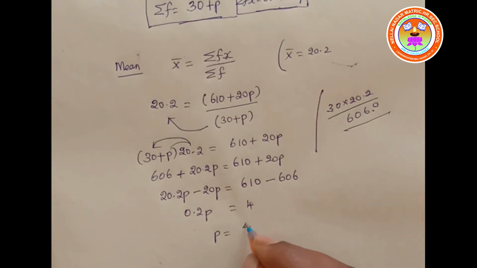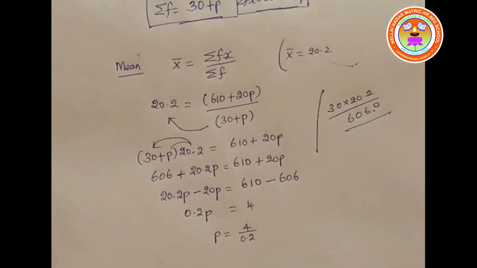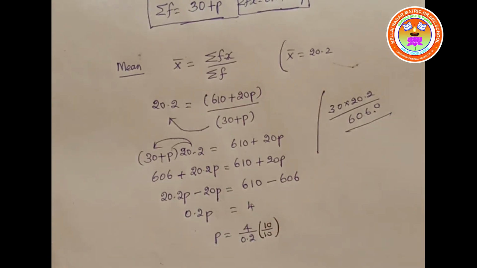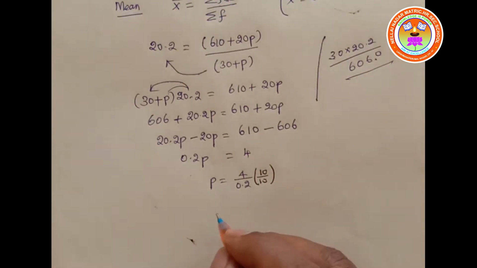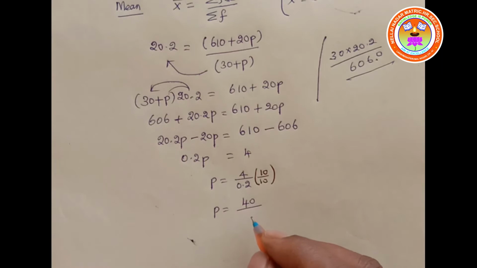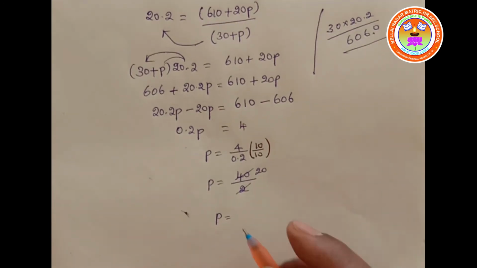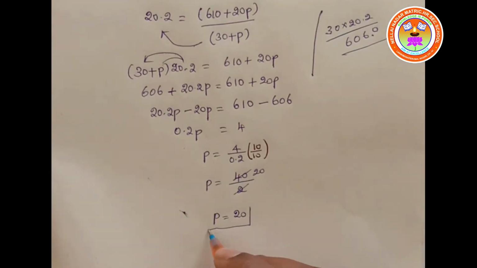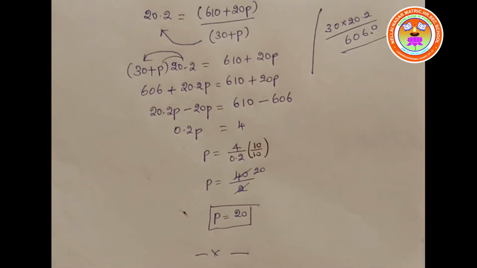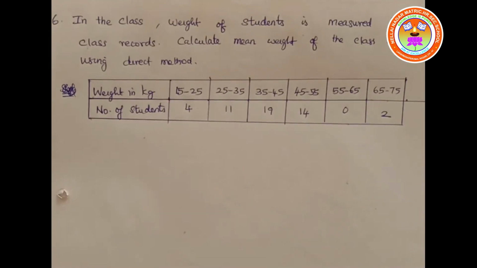P equals 4 divided by 0.2. So one decimal point is there, so you multiply and divide by 10. So you get P is equal to 4 into 10 is 40, 0.2 into 10 is 2. 2 how many times? 20 times, so P is equal to 20. It's clear, children? This is the solution for question number 5. Question number 6.